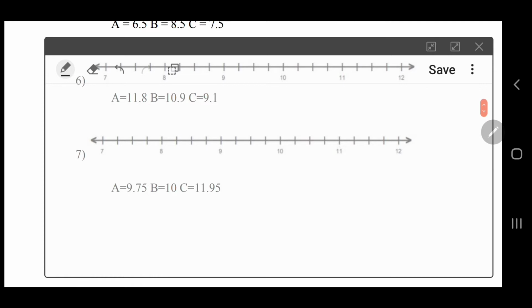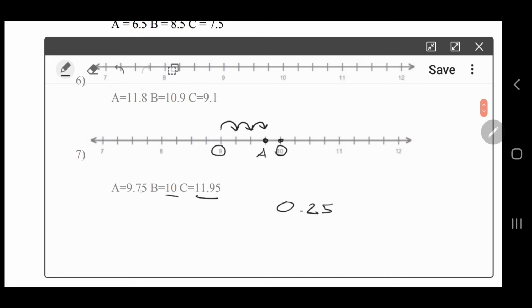So let's do number 7. Number 7 is a little bit different. You would have to make somewhat of an estimate for one of these numbers. We can begin to label A, which is 9.75. Keep in mind that each mark is still 0.25. So we can start off with the 9 mark over here and go 9.25, 9.5, and then 9.75. So this would be A. Then we have 10 for B. 10 is just over here. That's it. Just look for the 10 mark.